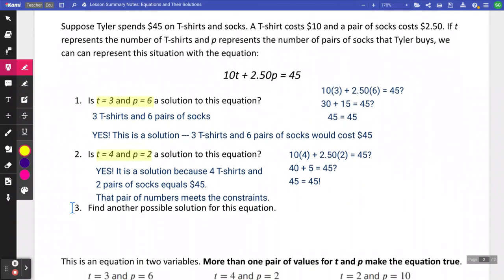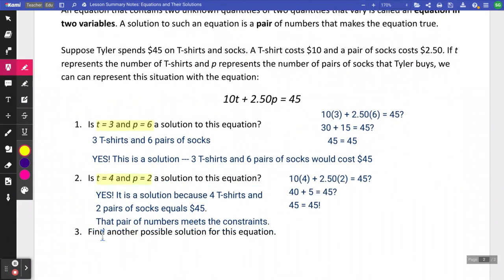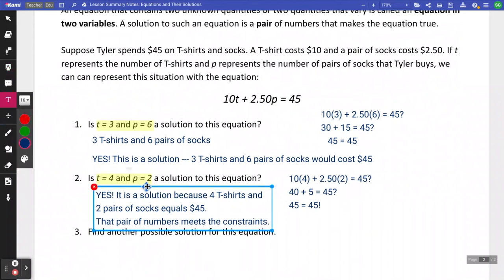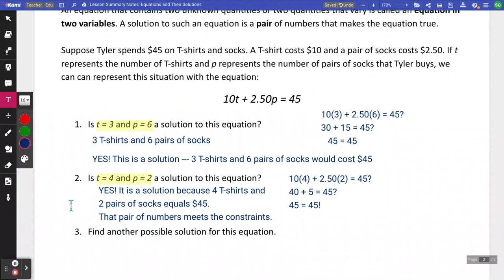So number 3 is asking, can you find another possible solution for this equation? This one's a little trickier. You might have to play around with numbers. Chances are the first pair of numbers you pick isn't going to work out. But go ahead, pause the video, play around a little bit using this equation and the conversation we had about number 1 and number 2, and see if you can find another possible solution. Go ahead and try that now.